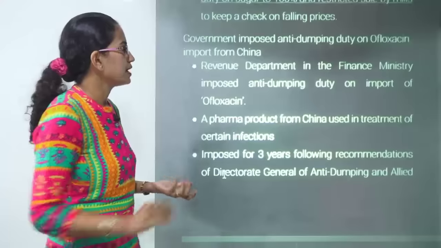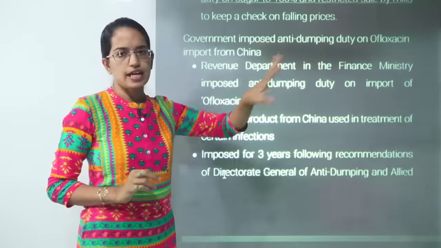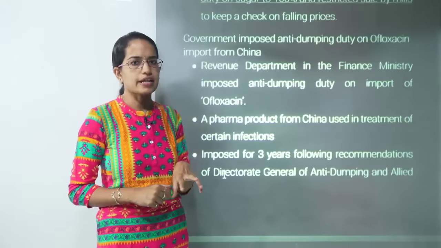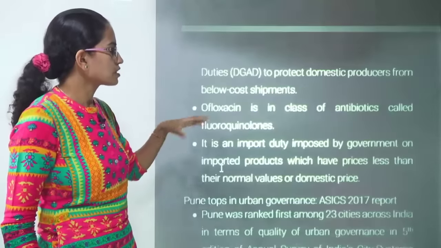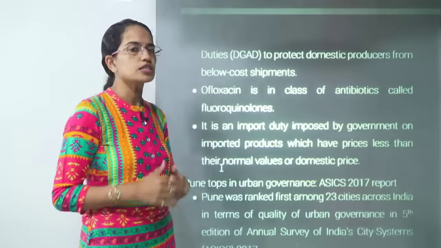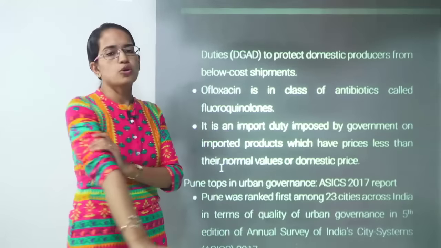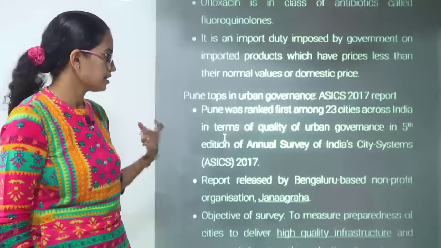The next is, similar to the sugar, you have anti-dumping duty that has been imposed on ofloxacin, which is an antibiotic which is mainly coming from China or imported from China, and the group to which this antibiotic belongs is again very, very important. So it belongs to the fluoroquinolones. So the group of antibiotics under which ofloxacin lies is again important.